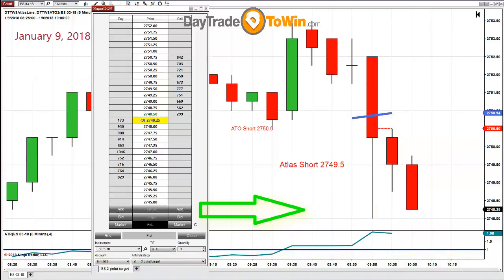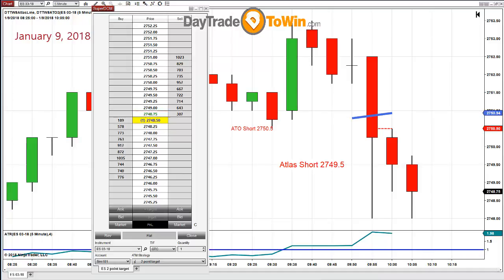Target filled. All right, so the market went immediately, which I like to see, into my favor. If the market starts to chop around and starts to go sideways in a channel, it usually means the market's not strong enough to follow through. So I really like to see a strong market immediately hit the target.